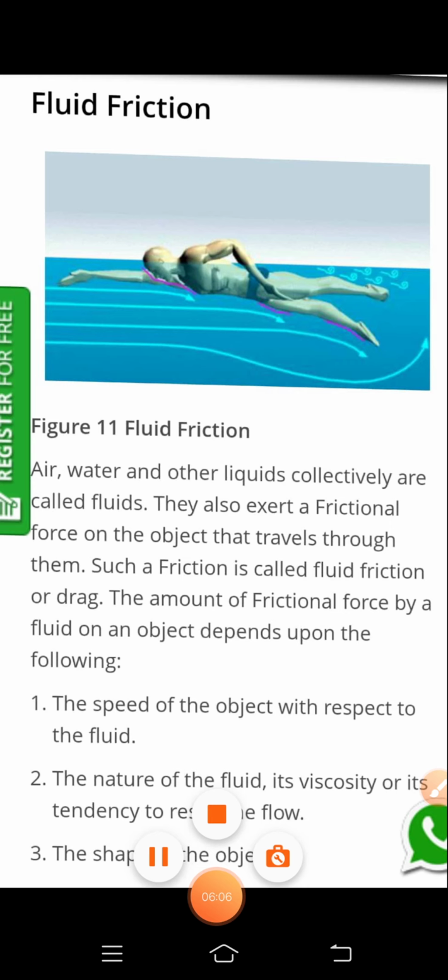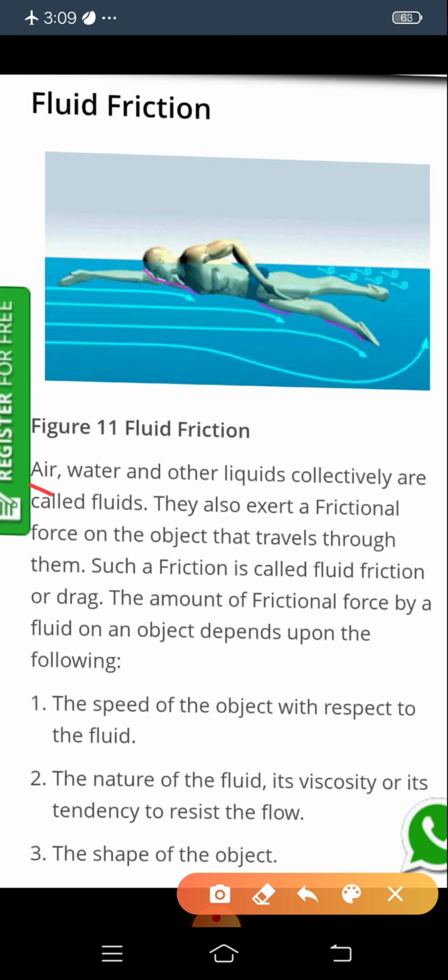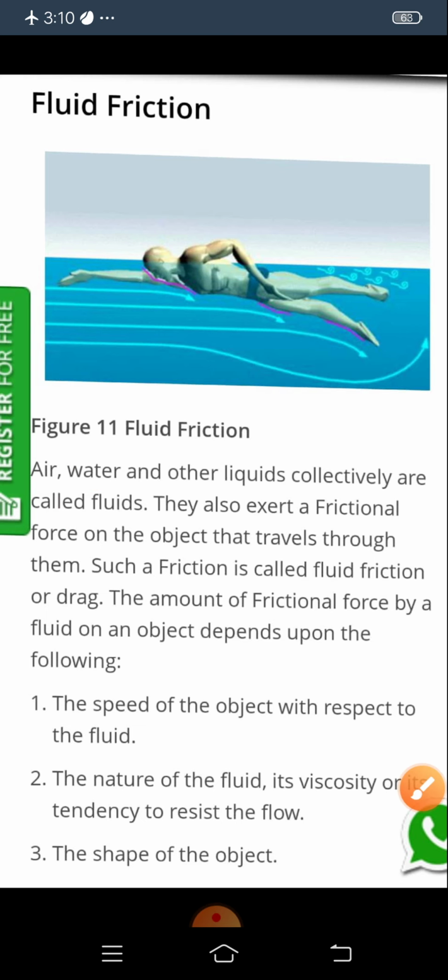What do you mean by fluid friction? See, fluid, air, water and other liquids collectively are called fluids. Fluids means air, water. ಏರ್ ಅಲ್ಲಿ ಆಗುವಂಥದ್ದು, ವಾಟರಲ್ಲಿ ಅಥವಾ ಲಿಕ್ವಿಡ್ ಕಂಟೆಂಟಲ್ಲಿ ಆಗುವಂಥವಕ್ಕೆ ನಾವೇನಂತ ಕರಿತೀವಿ, ಫ್ಲೂಯಿಡ್ಸ್. Okay, see, they also exert a frictional force on the object that travels through them. Such friction is called fluid friction or drag.